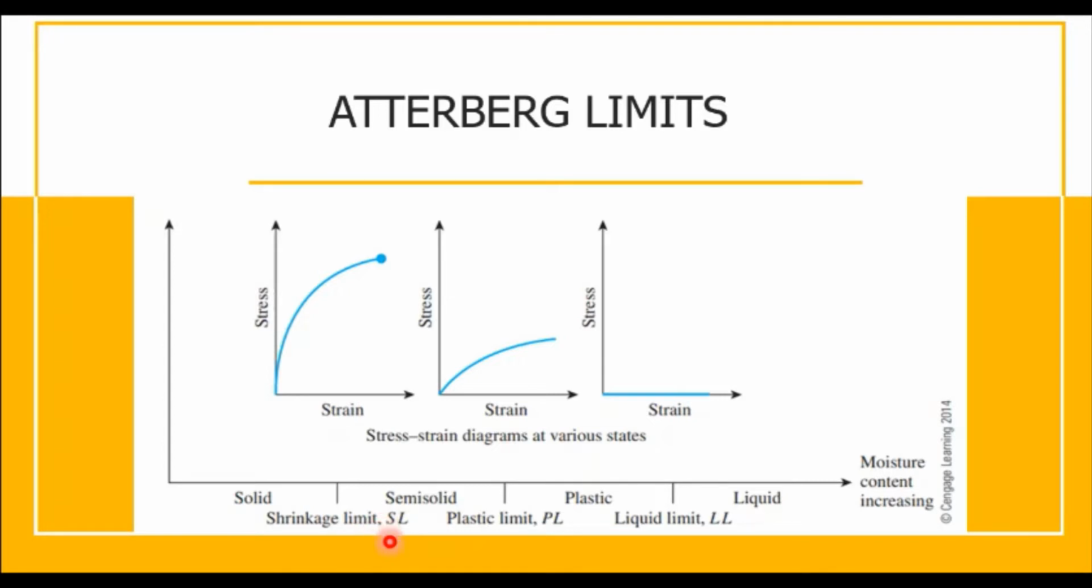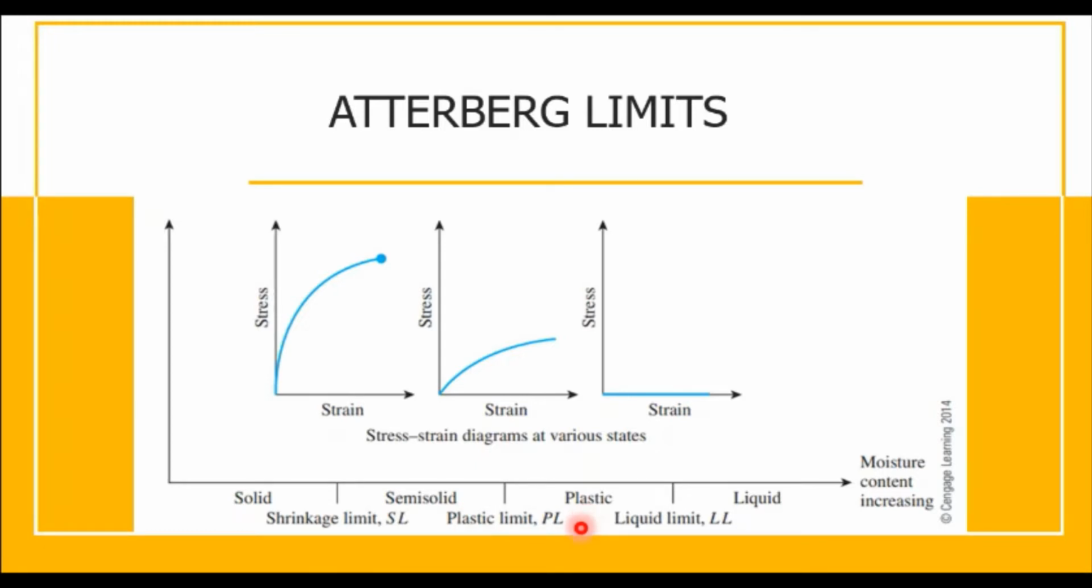And then, pag nasa semi-solid state na siya, dagdagan ulit natin siya ng tubig. Pag dinagdagan natin siya ng tubig, it will reach its plastic state. And yung moisture content, kung saan nagsimula yung pagbabago ng behavior ng ating lupa from semi-solid state to plastic state, is what we call the plastic limit. So it is the boundary between the semi-solid state and the plastic state.